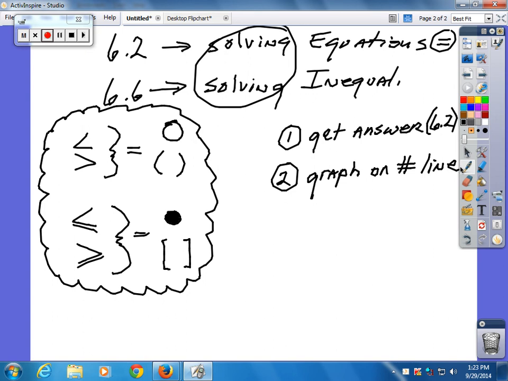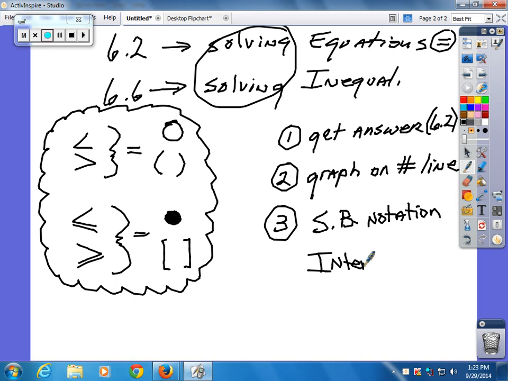And the third thing you're going to do is write it in set builder notation and interval notation. You're going to rewrite your answer. So this is what you did in 6.2. You got your answer. Now in this section, you're going to graph it on the number line and write it in set builder notation and interval notation.